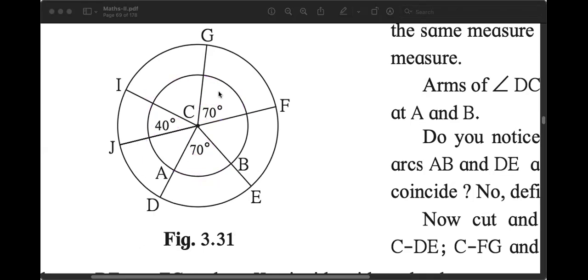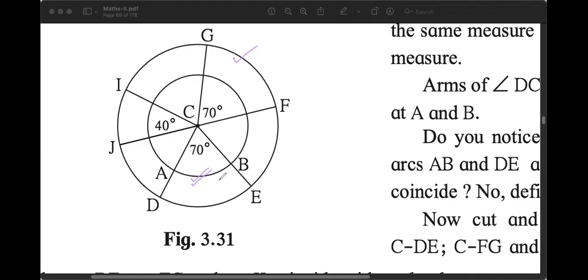Now, let us look at the arc GF. Don't get confused. We are looking at arc GF and we will look at arc AB. If I ask you, what is the measure of arc AB? What will be your answer? AB is of a smaller circle.